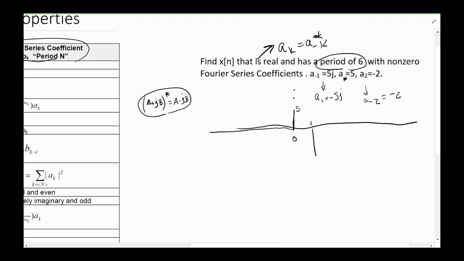So this is omega 0. We are in the omega space, and that is minus 5j, and we know that at minus omega 0, A of minus 1 is 5j, and then we also know that A of 2 is minus 2, which means the second harmonic, because k is equal to 2, is minus 2, and then the second harmonic at A of minus 2 is minus 2 as well.